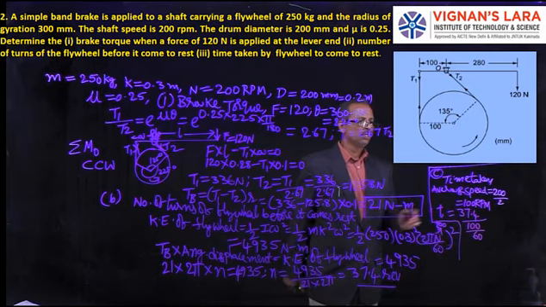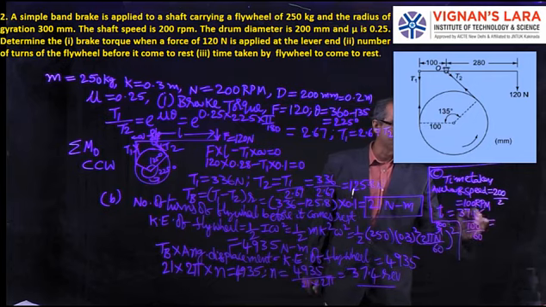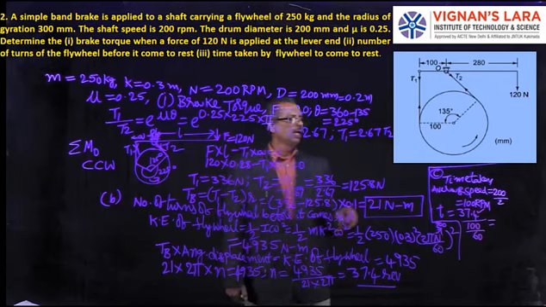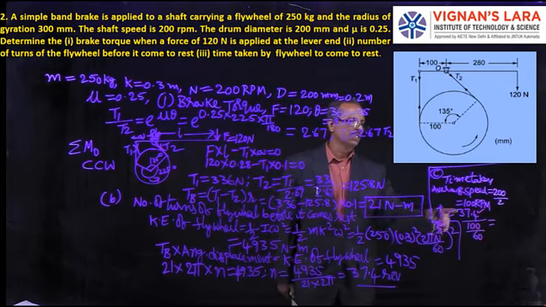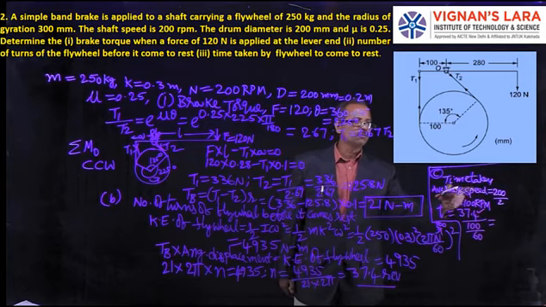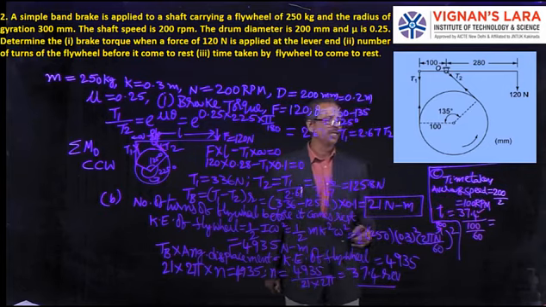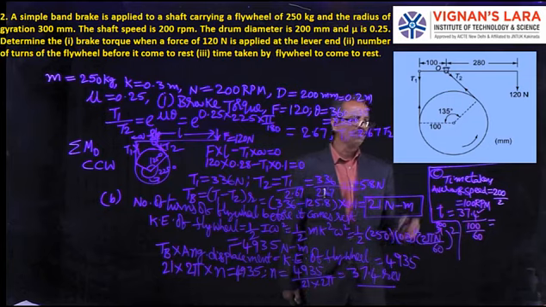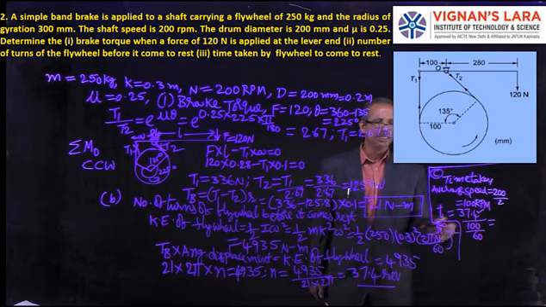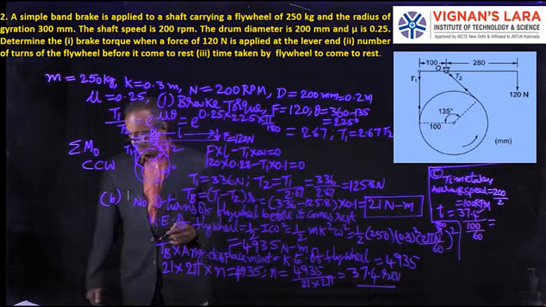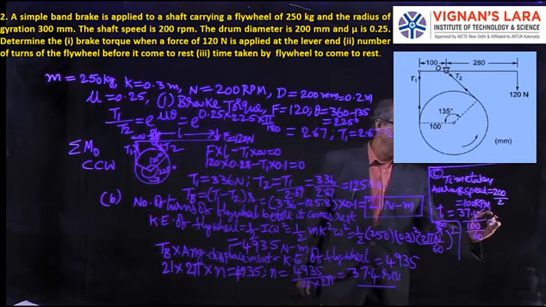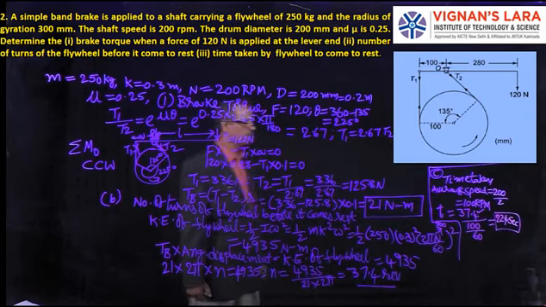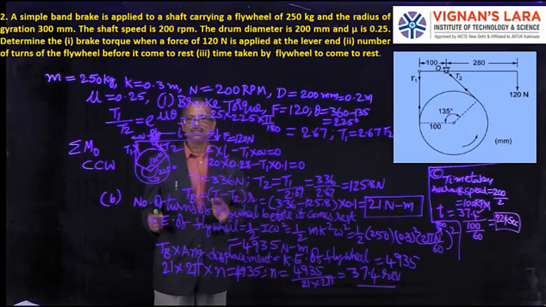So what I have written is how many revolutions it takes before it comes to rest, that is 37.4 revolutions. And I have assumed that when it is coming to rest, its mean speed is the original speed by 2, which is 200 by 2 is 100 rpm. Then RPS is 100 by 60. Then I get the time t as 22.4 seconds. So this is the part C.